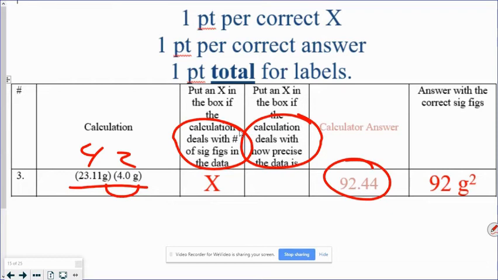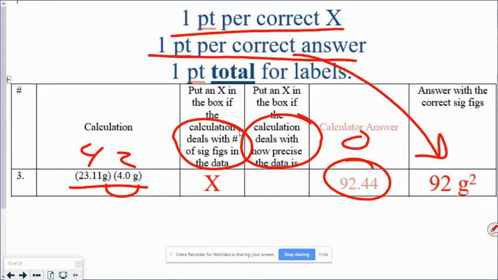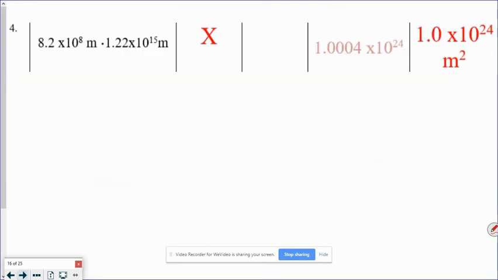So how will we correct your homework? 1 point for the correct X, 1 point for the correct answer over here. We will do 0 points for calculator answer, but you should still do that. And if you screw up on the labels, it's 1 point total for labels. Whether you screw up on one label or on all of them, it's only going to lose you 1 point grand total. The labels are important, but we're just not going to kill you on this assignment. Make sure you pause the video and do each of these problems and then check the answers as you're going along.